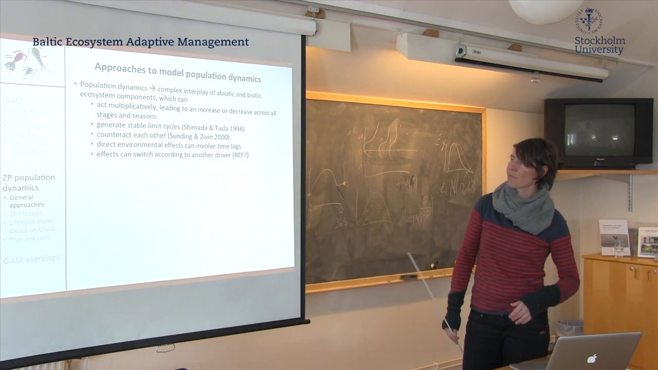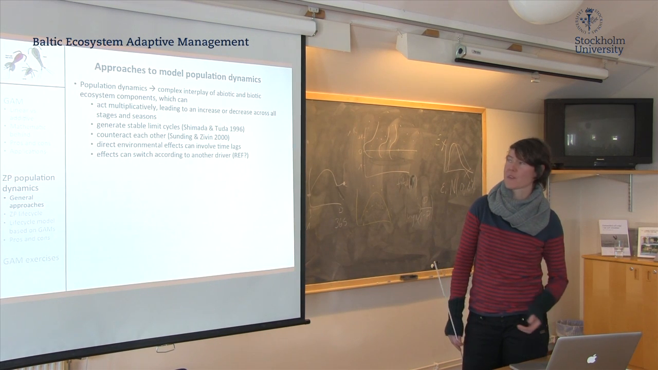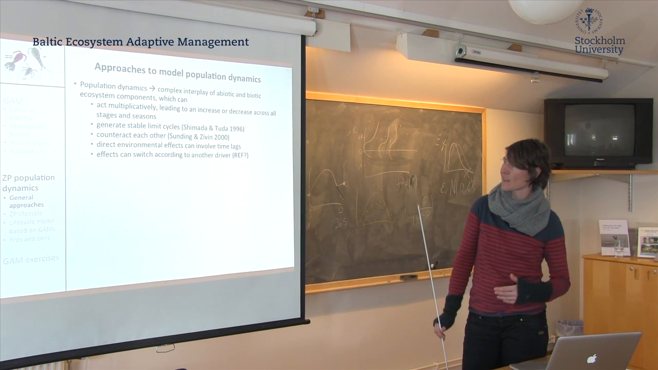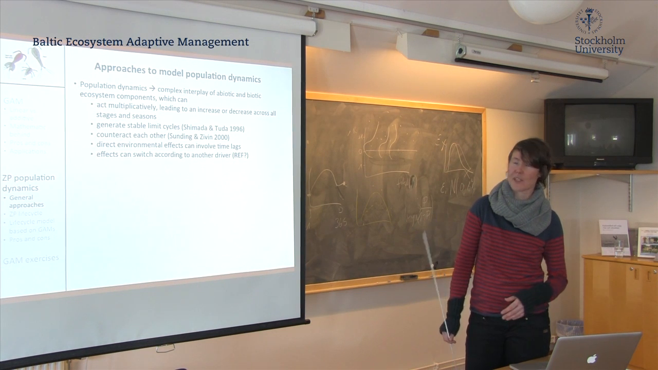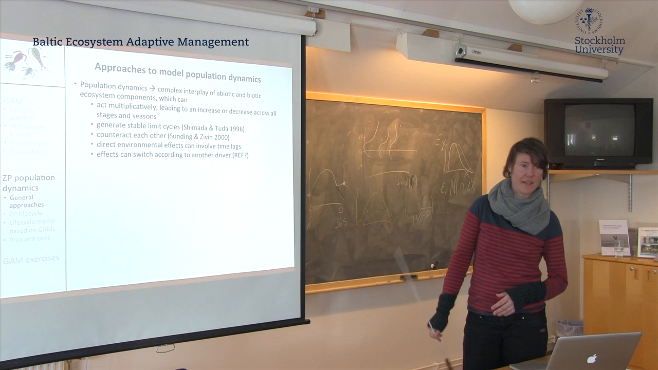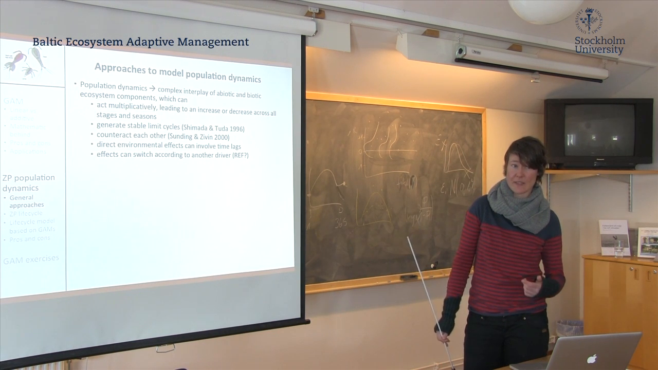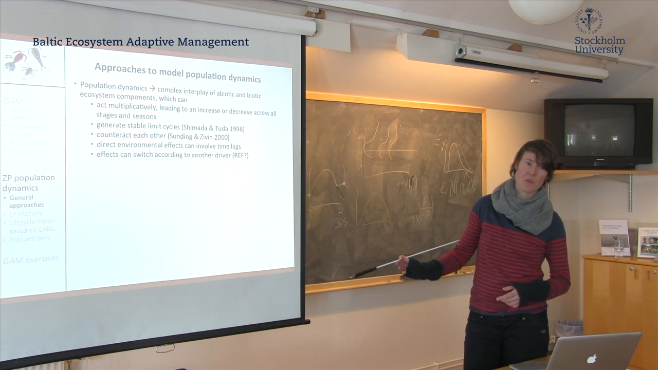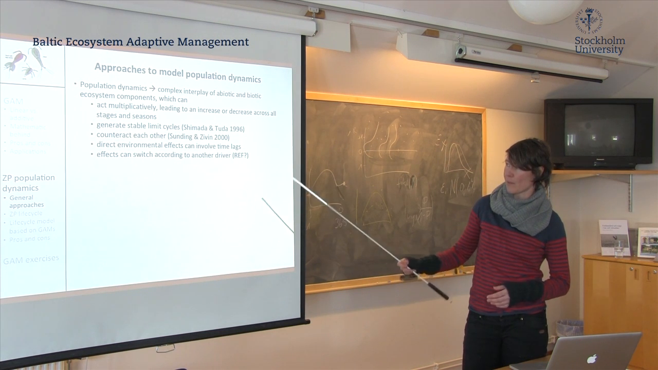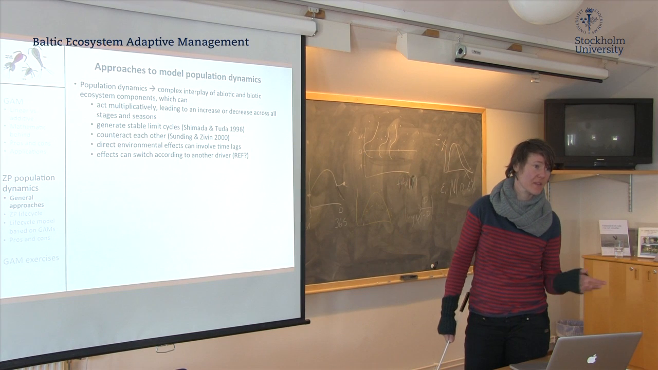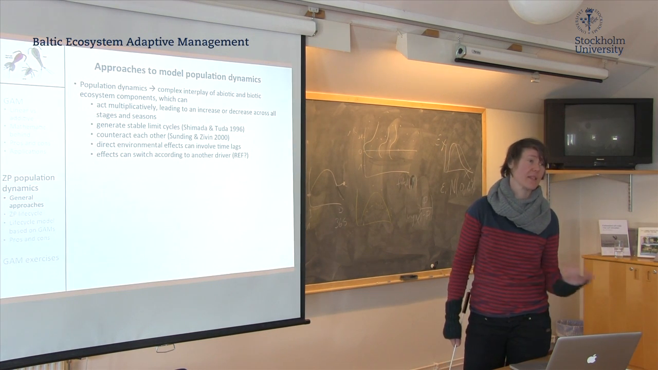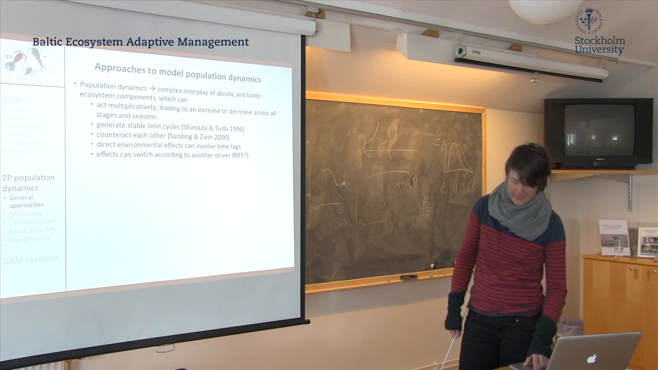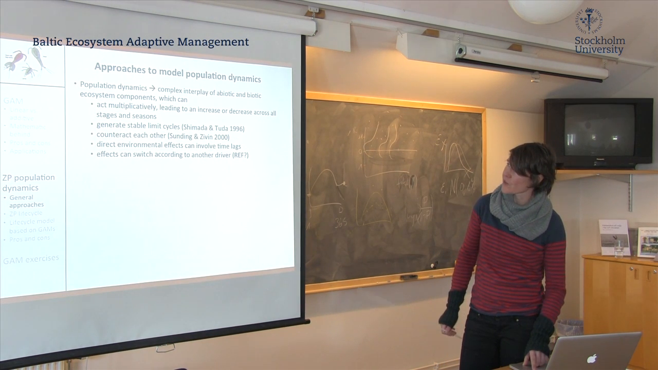So in general, population dynamics are quite complex. Often it's abiotic and biotic drivers together, which can act multiplicatively, leading to an increase or decrease of the population. They can also work counteractively. They can generate stable limit cycles, or there are sometimes time lags from environmental effects. And those effects can also switch according to another variable, which you can identify, for example, with the T-GAM. In general, there are two.